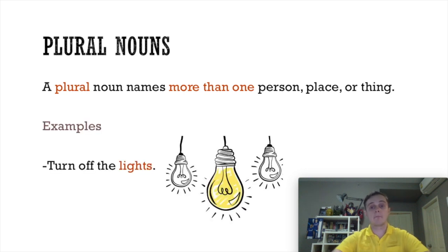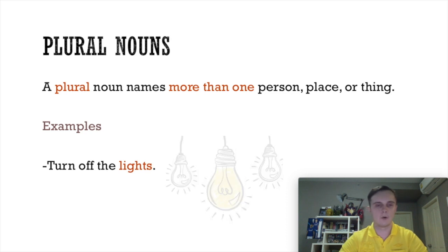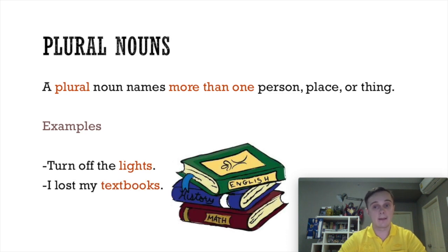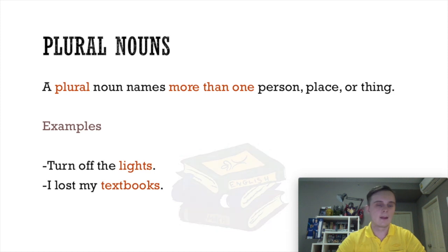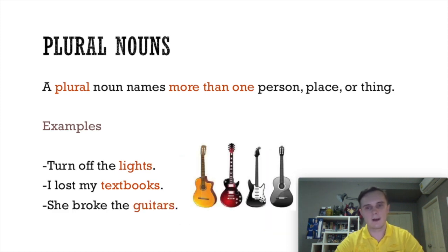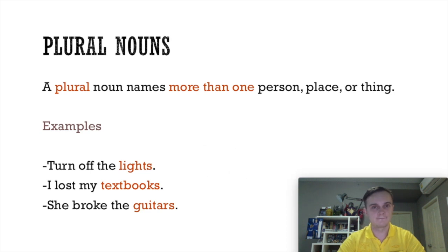So these examples, turn off the lights. If I say turn off the lights, you know I want you to turn off all of the lights, more than one. I lost my textbooks. If a student tells me I lost my textbooks, that means they've lost more than one. So they're very, very silly. And she broke the guitars. Somehow she broke more than one guitar.